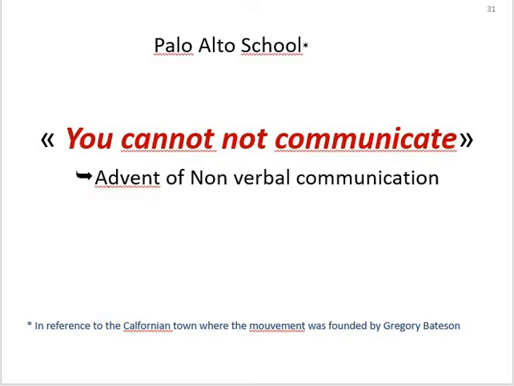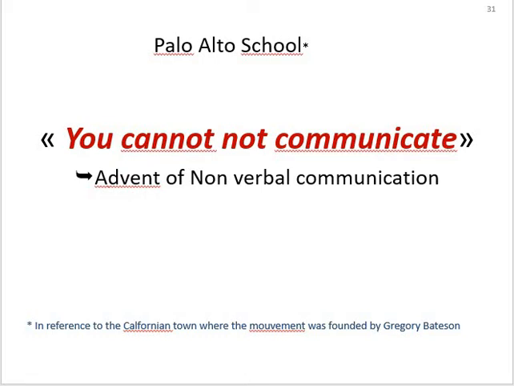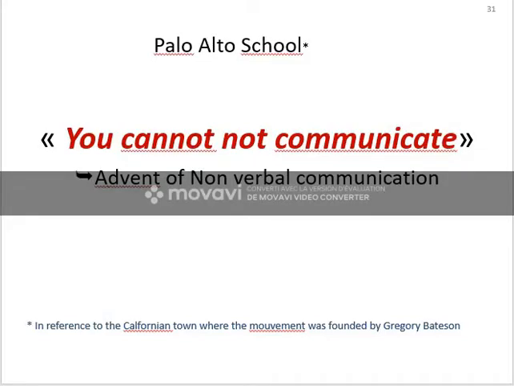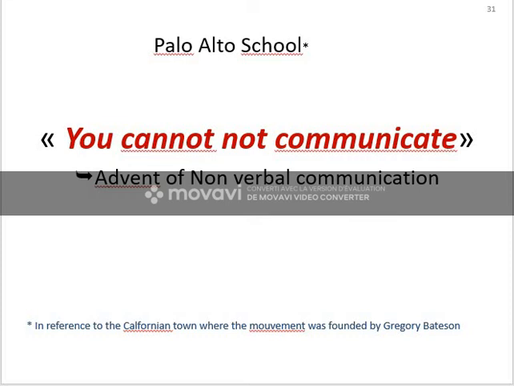This group of authors, this movement, was known as the Palo Alto School, and Palo Alto is just the name of the town in which the movement was founded. It is a very, very famous movement when you study communication. A famous statement of the Palo Alto School is that you cannot not communicate. We could think of it as the birth of the concept of nonverbal communication.